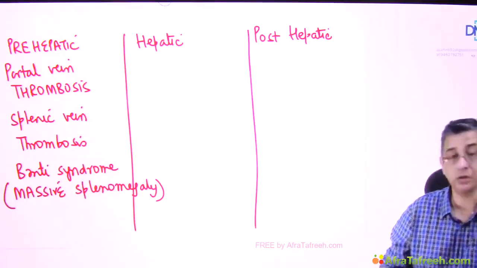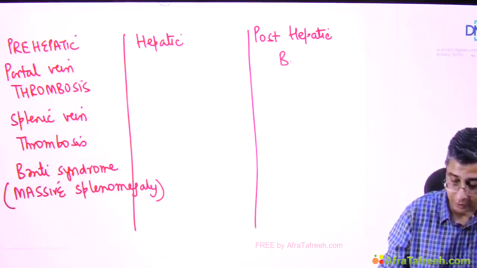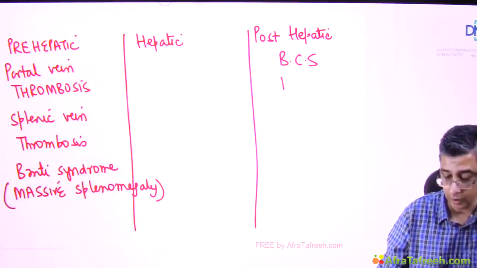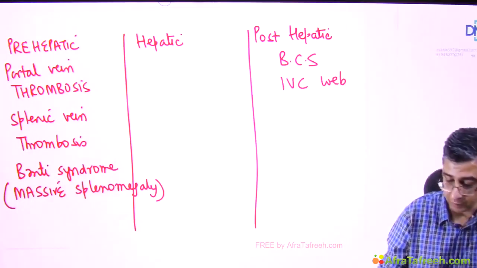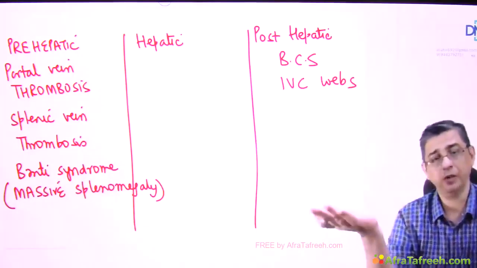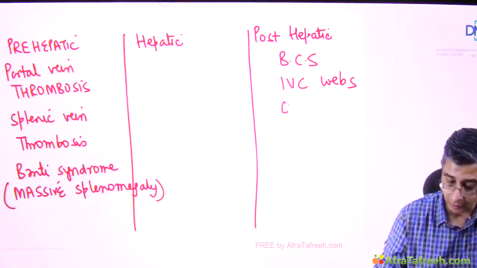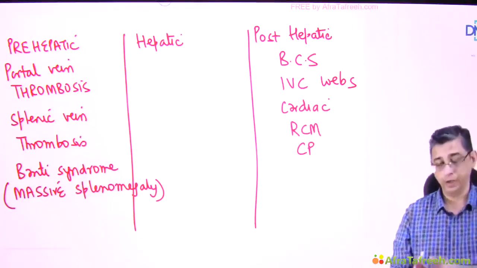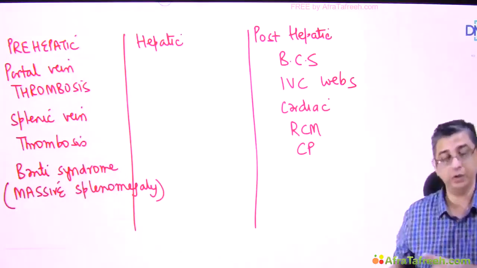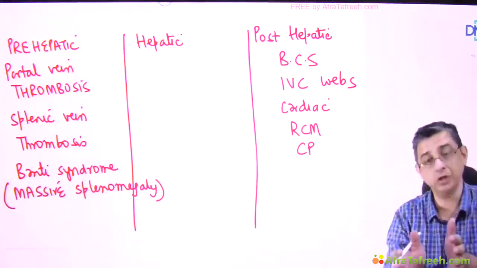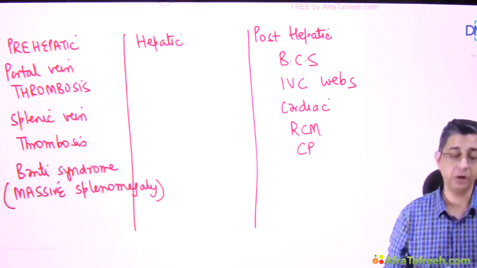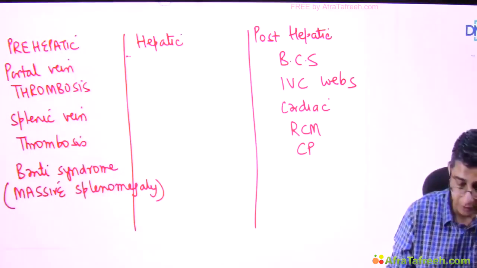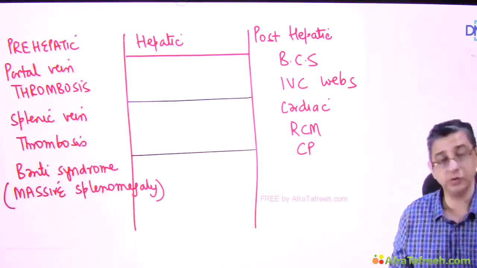Let's fill up the post-hepatic causes easily. Budd-Chiari syndrome, that's a separate lecture that I have taken, so you can go through that. There could be webs in the inferior vena cava. They will cause obstruction and they can be triggers for development of Budd-Chiari syndrome in a patient. And then could be cardiac causes. Cardiac causes would mean restrictive cardiomyopathy, constrictive pericarditis. They will all limit the filling of blood in the right side of the heart. So congestion will occur in the liver of the patient, and ultimately if there's congestion in the liver, there would be congestion in the portal vein. So portal hypertension.